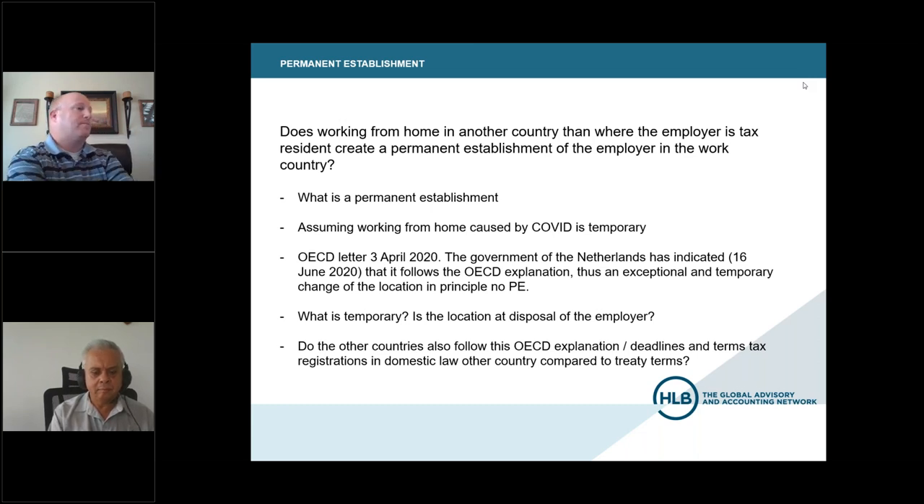The OECD had a nice example and an explanation, saying that if working from home of this executive is indeed temporary and exceptional, it will not form a permanent establishment in the home of the employee. Also, because the home of the employee is not accessible for the enterprise, it's the home of the employee, and it's not an establishment of the enterprise. In principle, it should not form a permanent establishment.